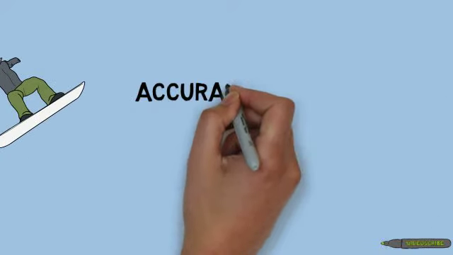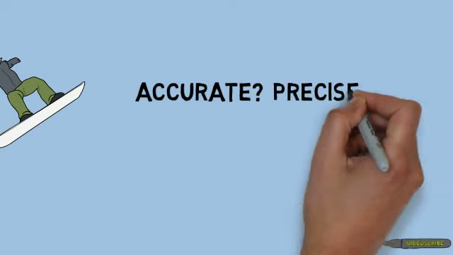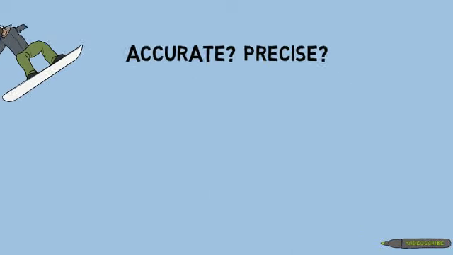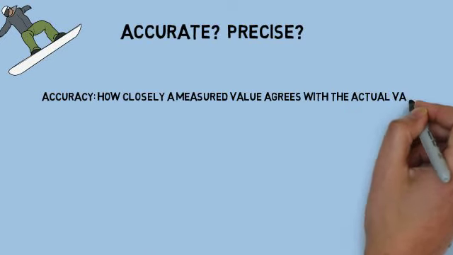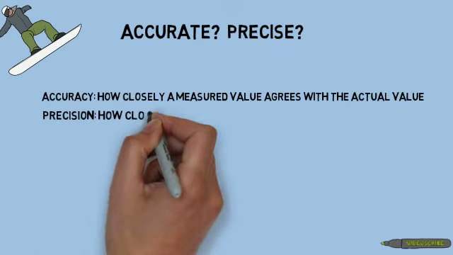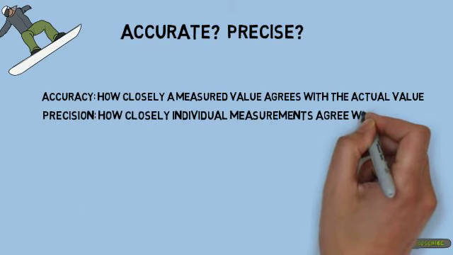Are they accurate? Are they precise? What's the difference between accuracy and precision? Accuracy refers to how closely a measured value agrees with the correct value. Precision refers to how closely individual measurements agree with each other.